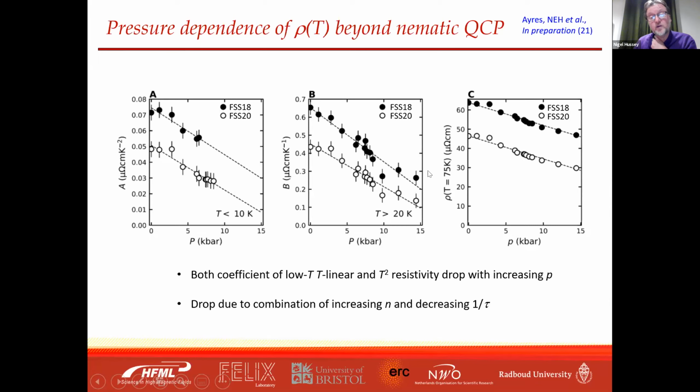The B term is also dropping, and just clearly there's some variation in carrier density here. To take that into account, we looked at the value of the resistivity outside of these regimes, around 75K, and you see this dropping away by about 30 to 40%. But these changes in the B coefficient are much larger, and they seem to be very correlated with the variation in the T-squared component as well. So we assume here that this drop is due to both an increase in carrier density and a decreasing scattering rate as we move further away from the nematic QCP.